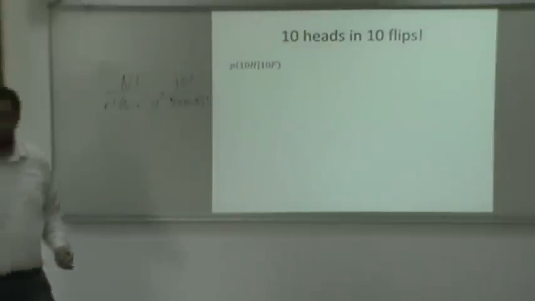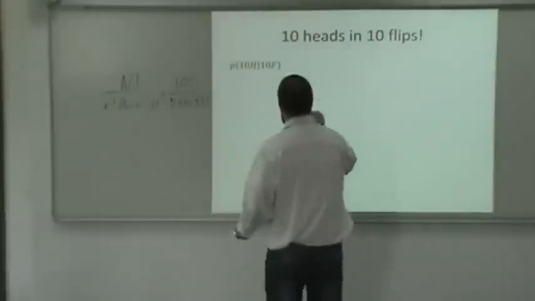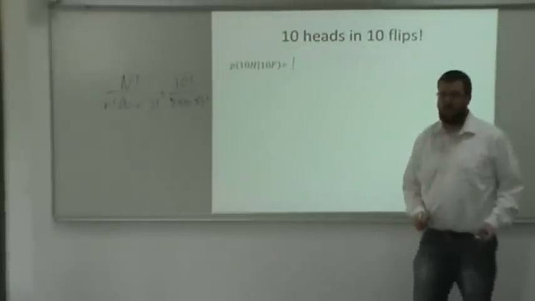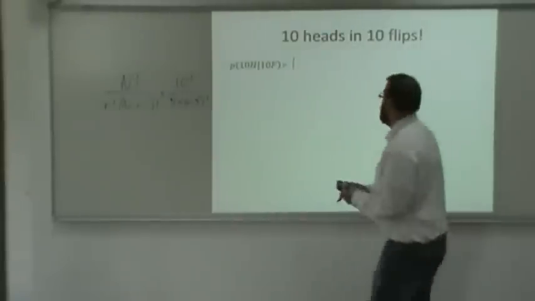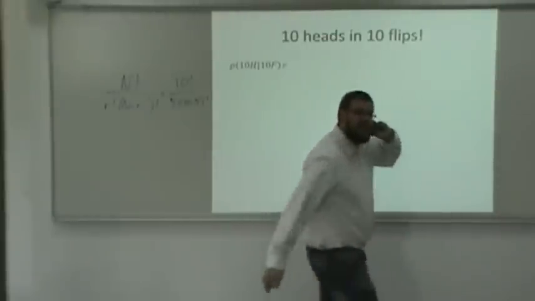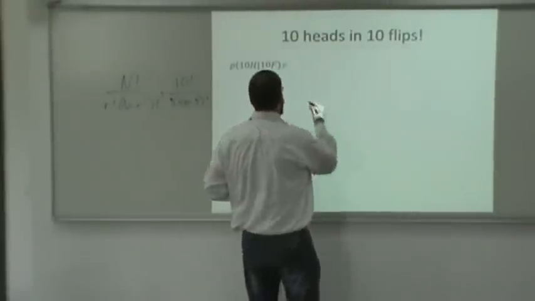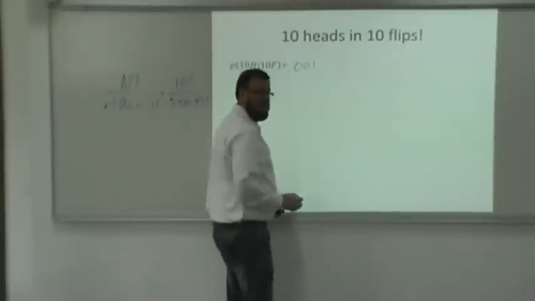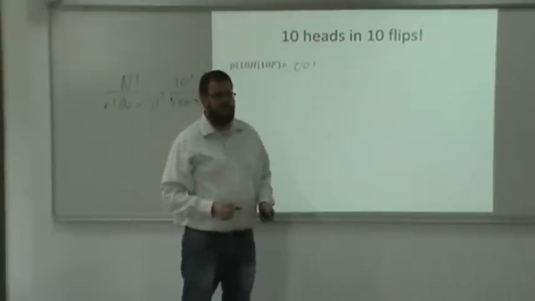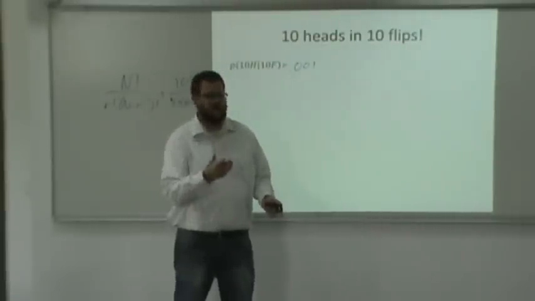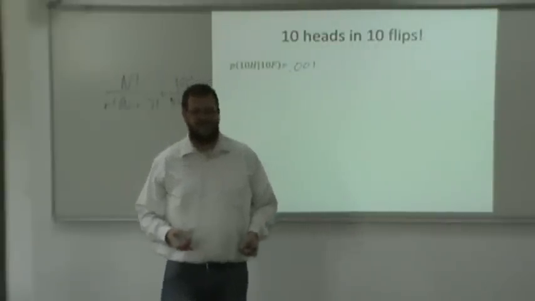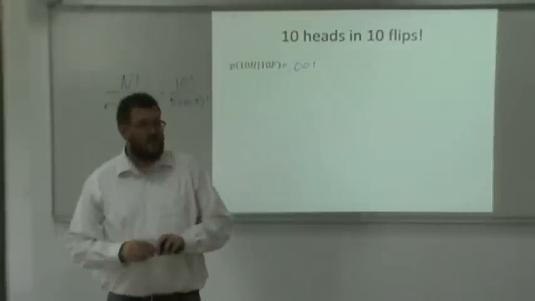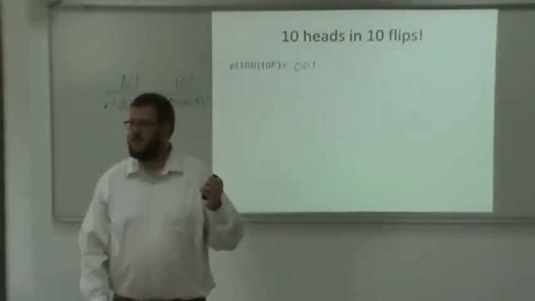1. How'd you get that? Because there is no other combination that you can get in 10 flips. That's only one. The probability is one. So he's basically got the right answer.